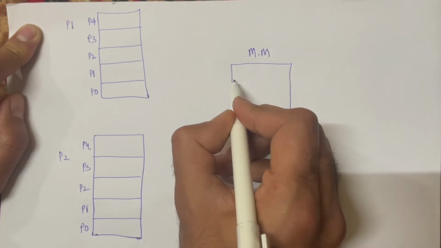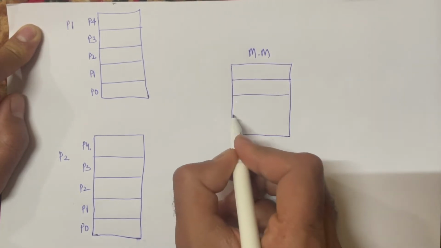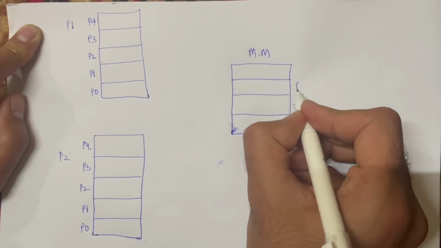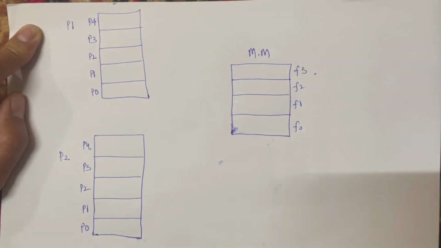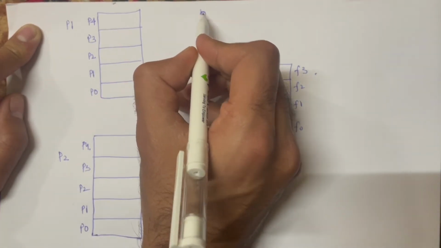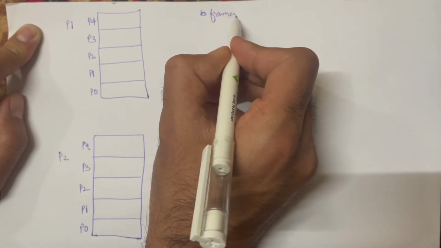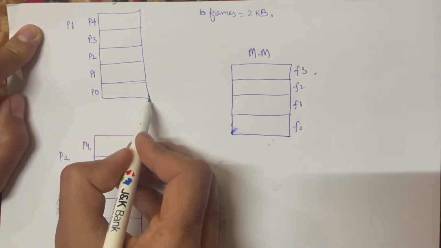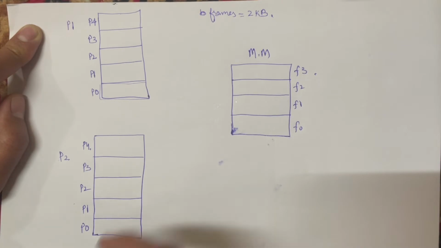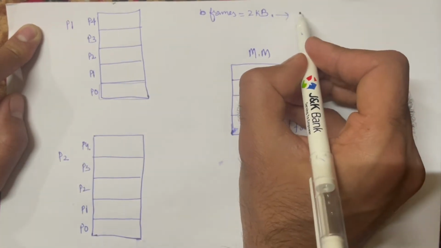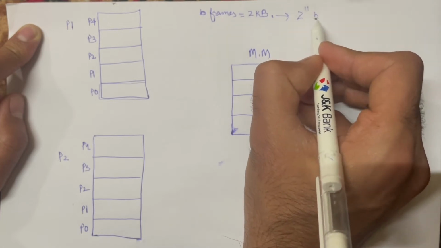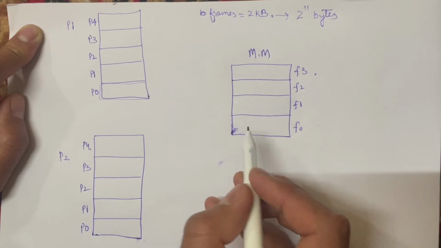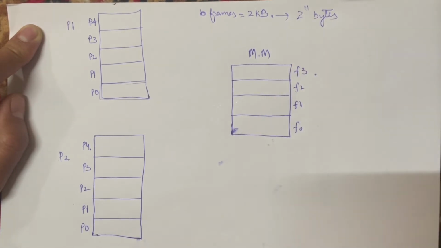This physical memory is divided into fixed size blocks which are called frames. So this is frame 0, frame 1, frame 2, frame 3. Let's say for simplicity, the size of these frames or pages is 2 KB. So every page has 2 raised to the power 11 bytes, and every frame also has 2 raised to the power 11 bytes.